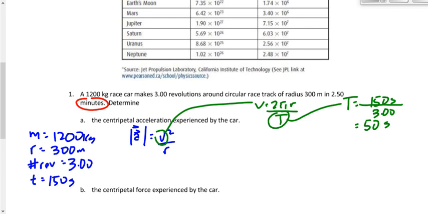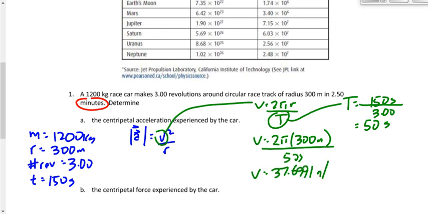So 50 seconds here, V is equal to 2 pi times R, which is 300 meters, divided by the period of 50 seconds. V ends up being equal to 37.6991 meters per second. And then we're going to turn around and sub that into this equation, 37.6991 meters per second divided by R, 300 meters.